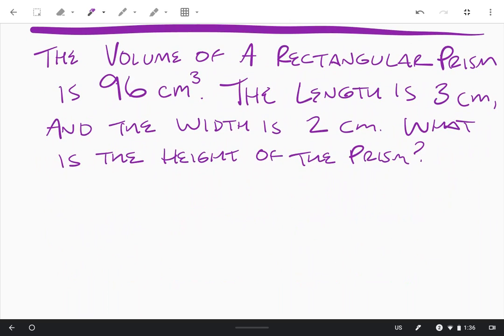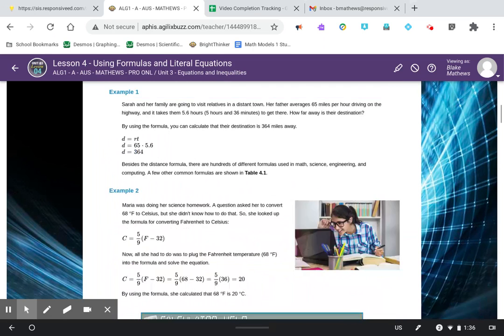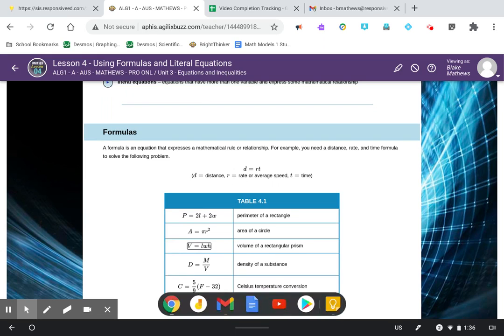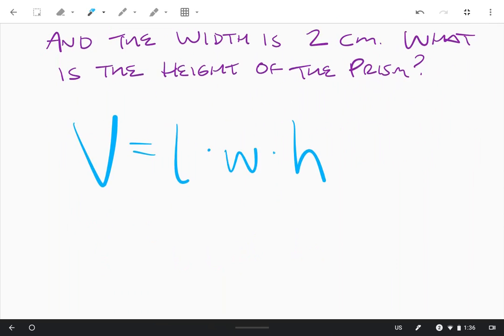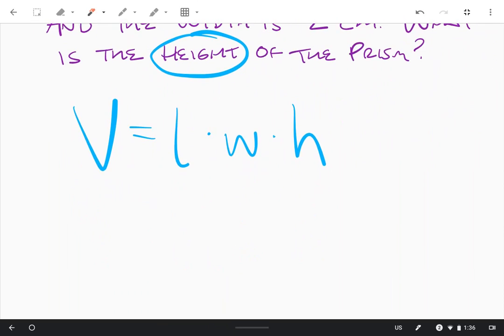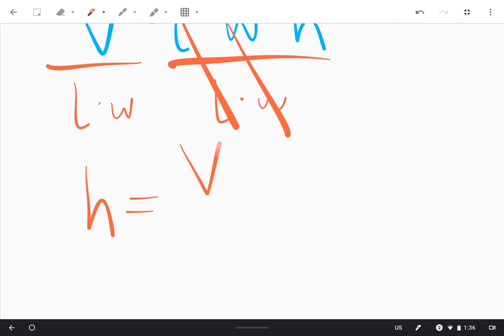Okay, so the first thing we need to do is find our formula. So we're going to jump over to our lesson, and they actually gave us this one up above, and it's right here: V equals L times W times H. First things first, we know we're looking for the height, so we're going to rearrange this equation for height. In order to do that, I need to divide both length and width from both sides. When I do that, these cancel out, leaving me with H equals volume divided by length times width.